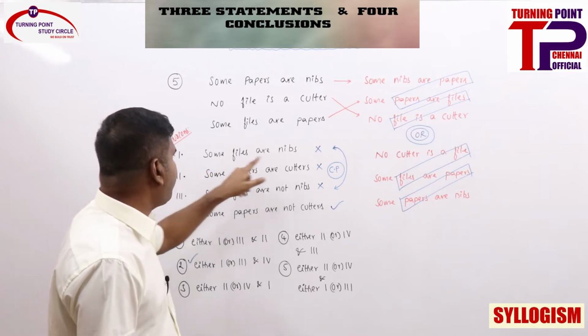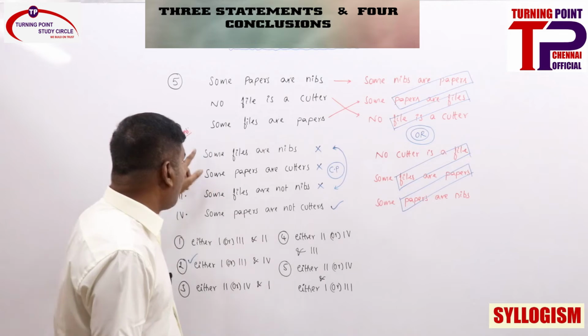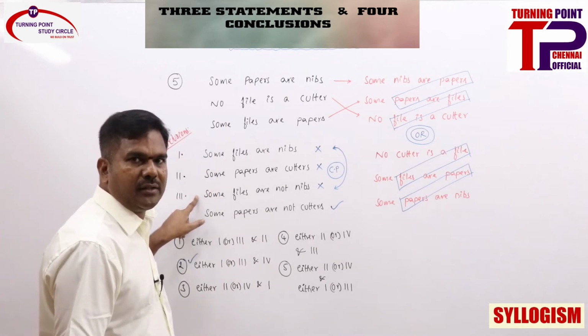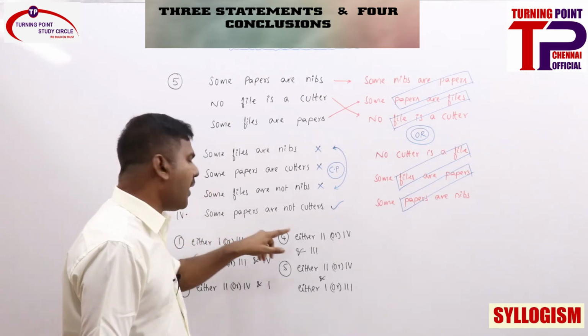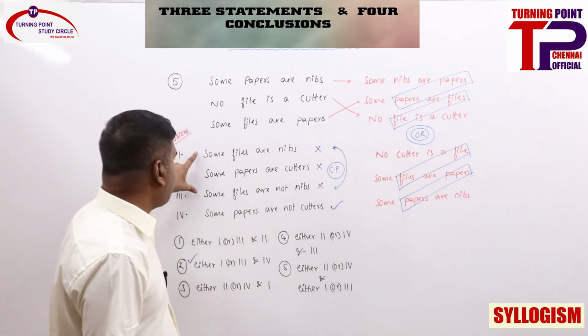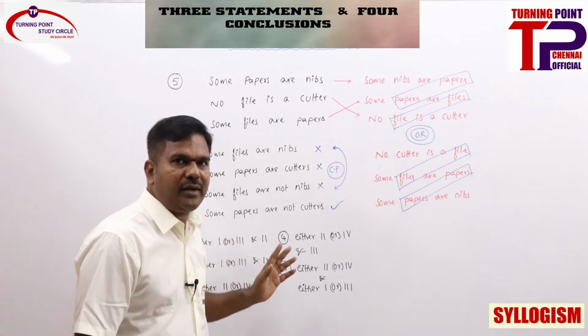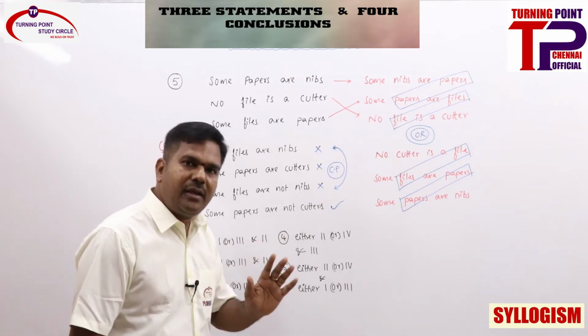If you see here, some files are nips, some papers are cutters, some files are not nips. So 1 and 3 is a complementary pair, and 4 follows. So don't go blindly by looking at that, saying that sir, 1 and 3 and 2 and 4 both are complementary pairs like that. You should never check complementary pair in the initial stages.